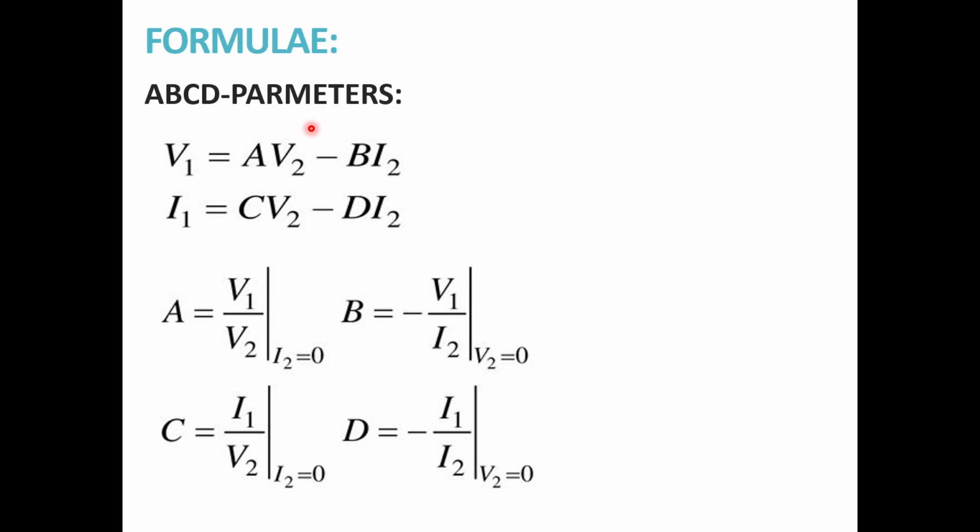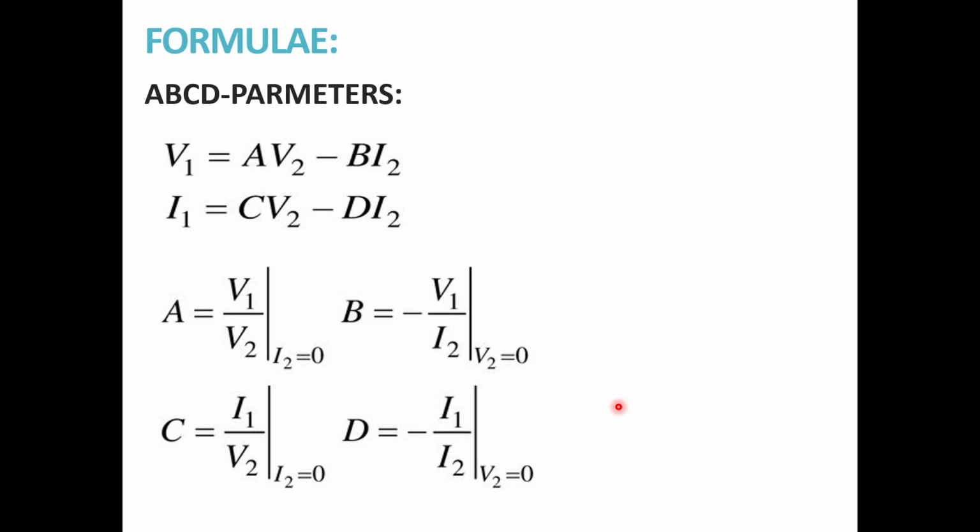Similarly, to determine the B and D parameters, V2 should be 0. V2 equal to 0 means port 2 should be short circuited. So when port 2 is short circuited, you will get the B value. B is equal to what? Minus V1 by I2. D is minus I1 by I2 at V2 equal to 0.